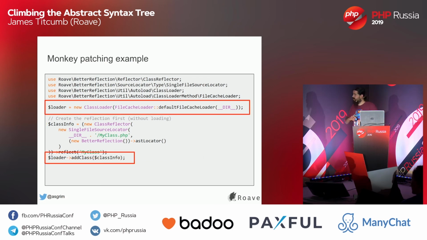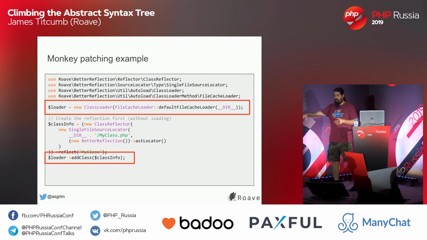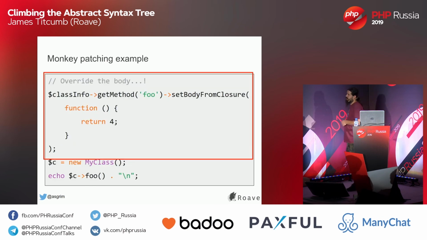So then we have this class loader, which is basically Better Reflection's own autoloader. And it wraps up and says, well, if you try and instantiate a class that I'm aware of, that we've called add class on, then it's going to inject its own version of it, right? So if we then say, get the method foo, and we want to set the body from a closure, instead of doing that return 5, we're going to do a return 4.